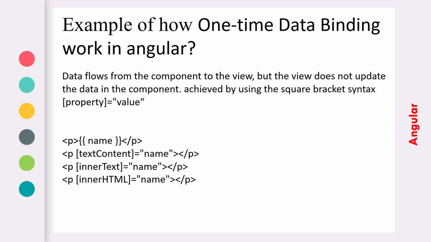In this example, the first line uses interpolation to display the value of name in the view. The other lines use one-time binding to set the text content, inner text and inner HTML of a p element to the value of name. Once the value is rendered, these elements will not update if the value of name changes in the component.